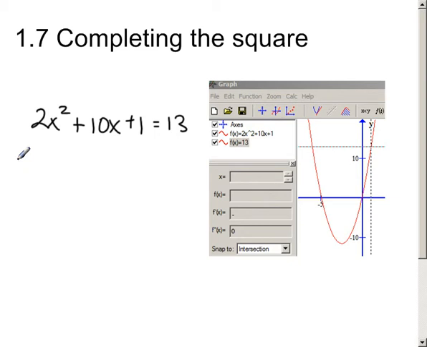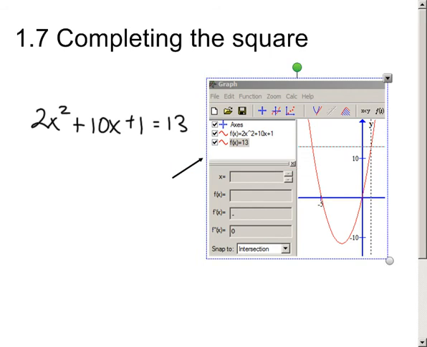Alright, we're given the problem 2x squared plus 10x plus 1 equals 13. And we could, if we were so inclined, do this graphically and graph two functions. Y equals 2x squared plus 10x plus 1, and the second function, f(x) equals 13, as we have right here. That would give us a nice, pretty graph with two solutions that I looked at earlier in the program: -6 and +1.